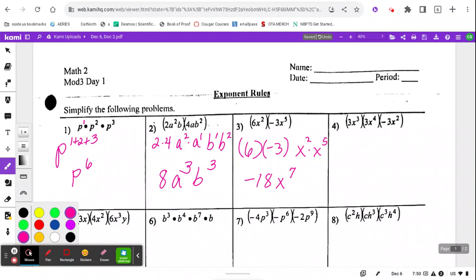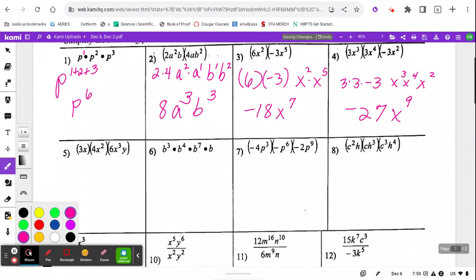And same thing on this next one, group all those coefficients. x to the third, x to the fourth, x squared, we're going to be using the add rule. Notice this comes out to -27 x to the ninth. 3 plus 4 is 7, 7 plus 2 is 9.